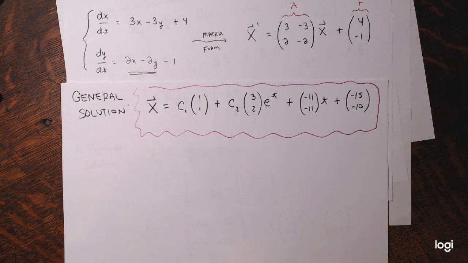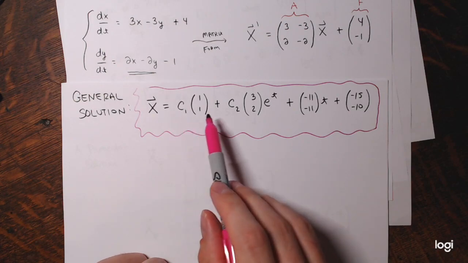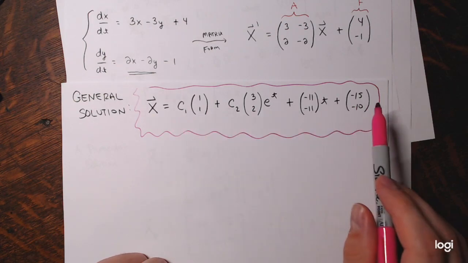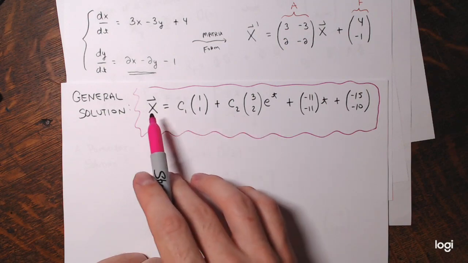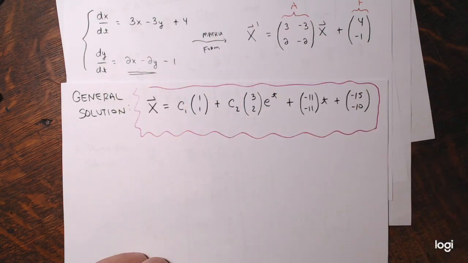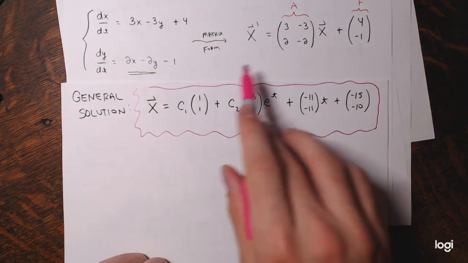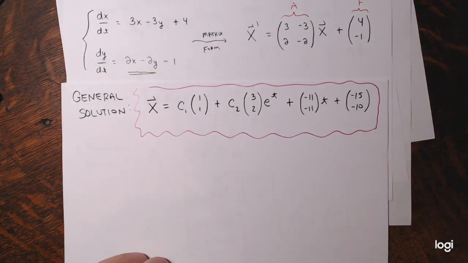I'll leave it to you to verify. I think the easy ones would be just replace C1 with 1 and C2 with 1, and check those. Or you could replace C1 and C2 with any numbers and verify, again, that we have a solution to our system here.